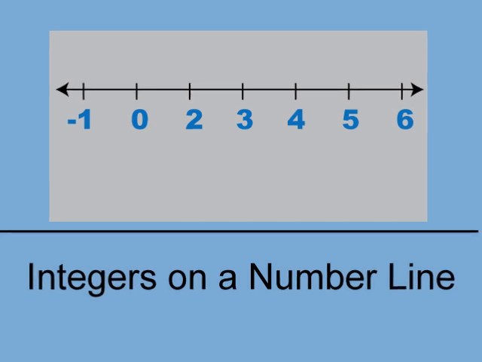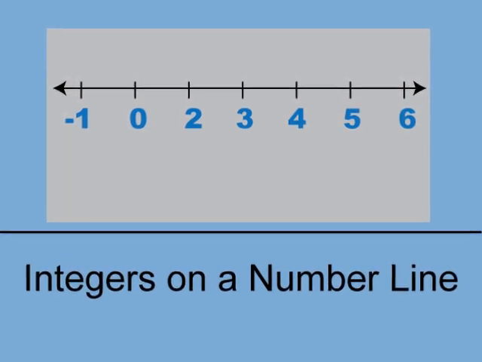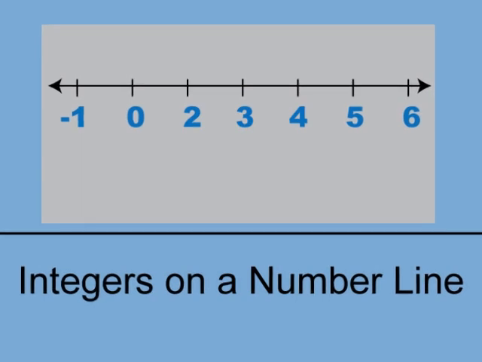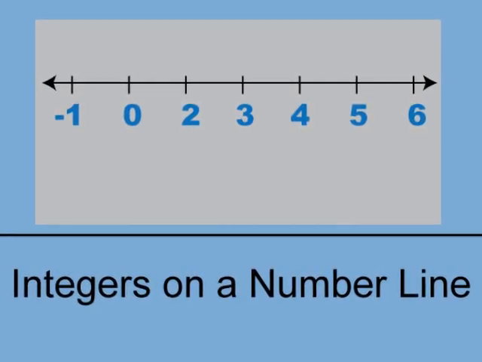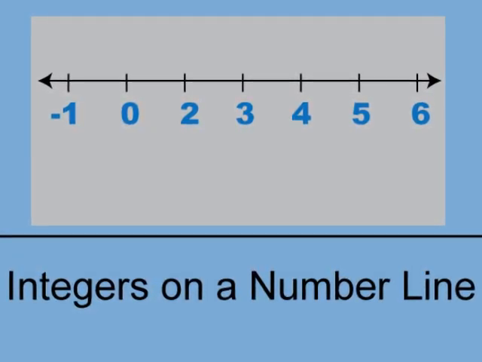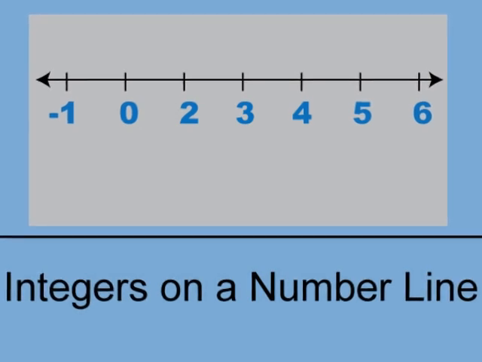We've seen how integers can be used for counting quantities of a certain type or for making certain types of measurements. In this video, we look at how integers can be represented on a number line. Let's start with an example.